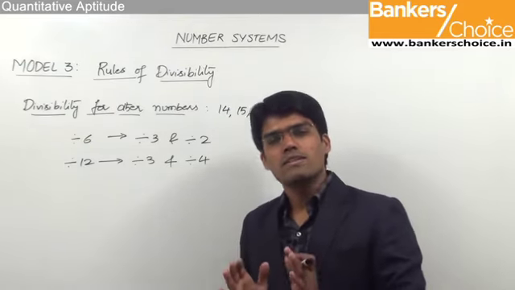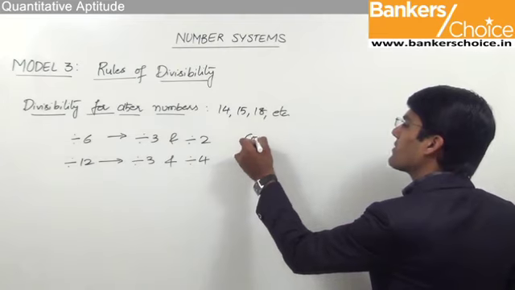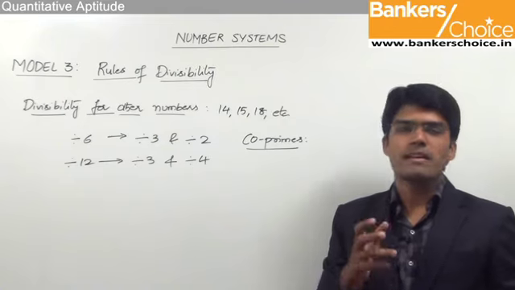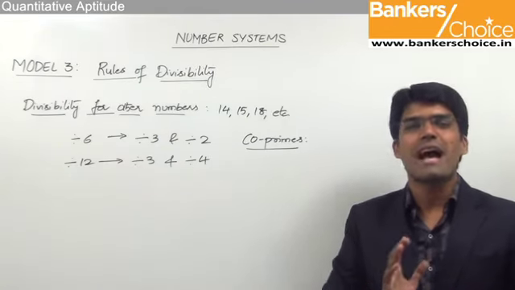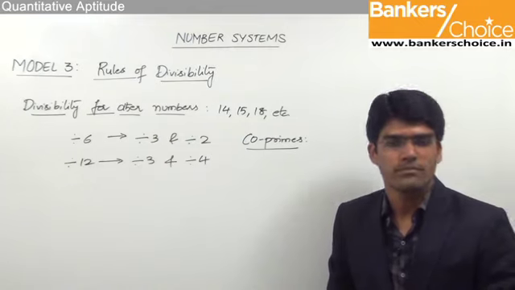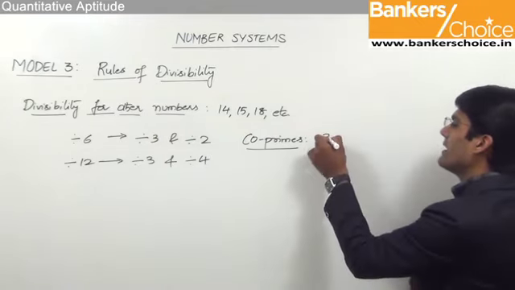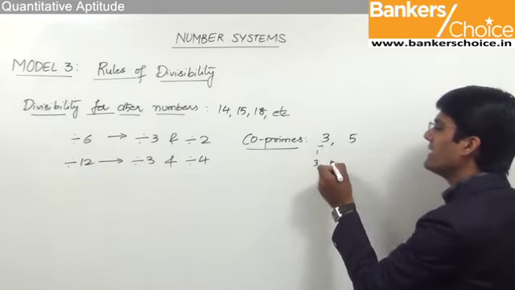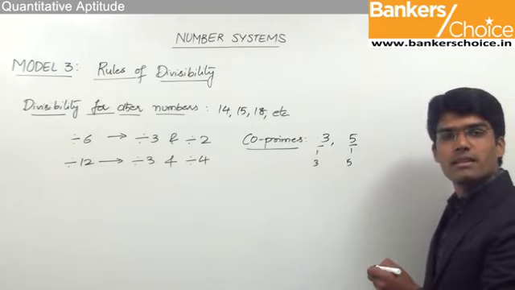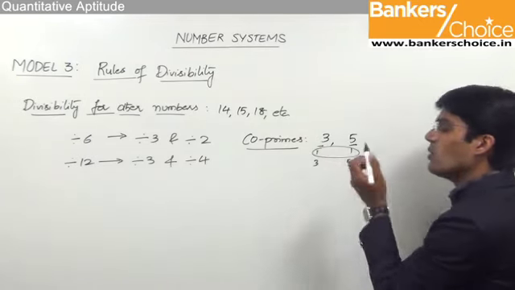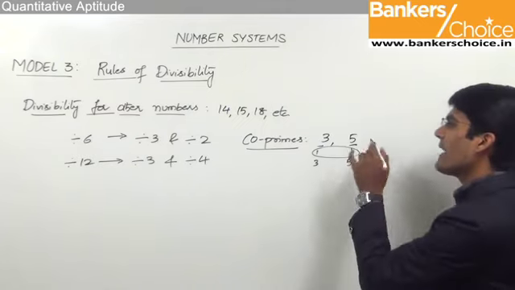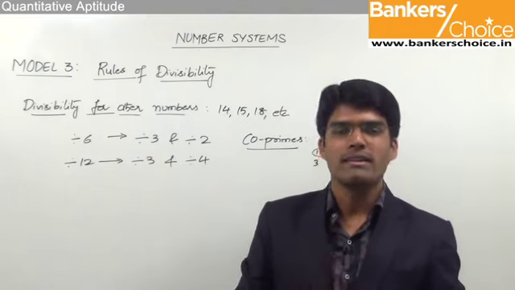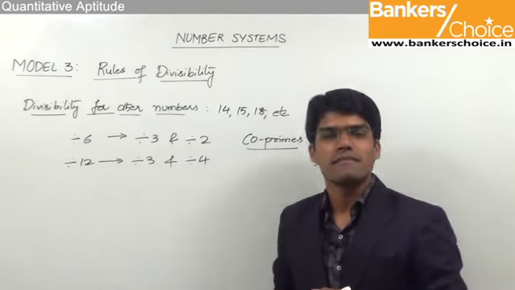Now to understand this, first of all we need to know what coprimes are. Coprimes or relative primes is a set of numbers where the highest common factor is equal to 1. For example, 5 and 3 can be taken as coprimes. Why? Because factors of 3 are 1 and 3, and factors of 5 are 1 and 5. Here the highest common factor, or the only common factor, is 1. So 3 and 5 are coprimes. Numbers where the highest common factor is equal to 1 are considered coprimes or relative primes.